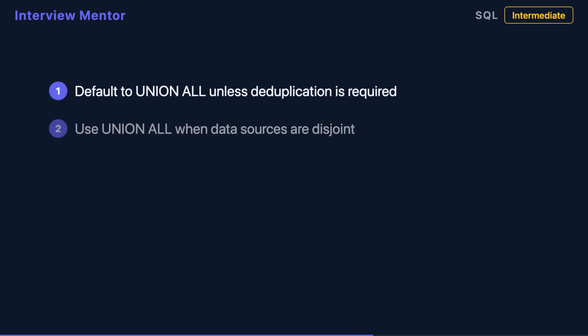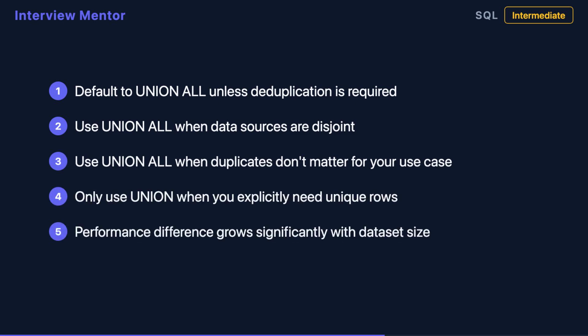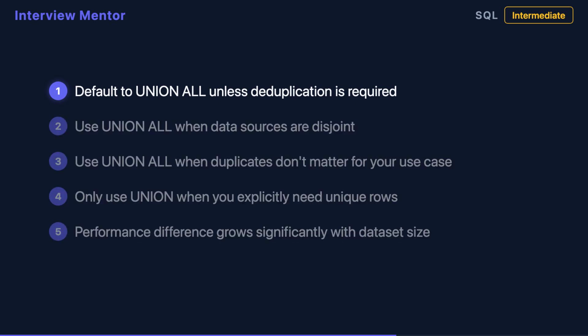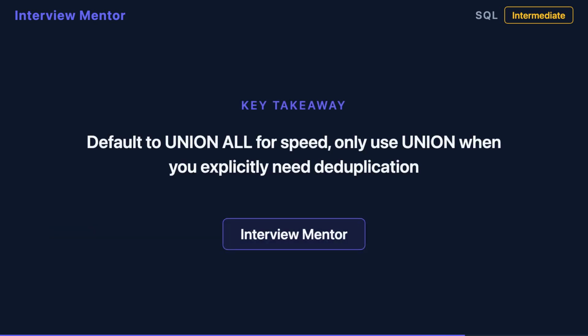Here's the golden rule. Make UNION ALL your default. Only switch to UNION when you specifically need to eliminate duplicates. Most of the time, you either know your sources are disjoint or you're handling deduplication in application logic anyway. Don't pay for a database operation you don't need. Remember, UNION ALL is faster because it doesn't deduplicate. Use it by default unless you explicitly need unique rows.